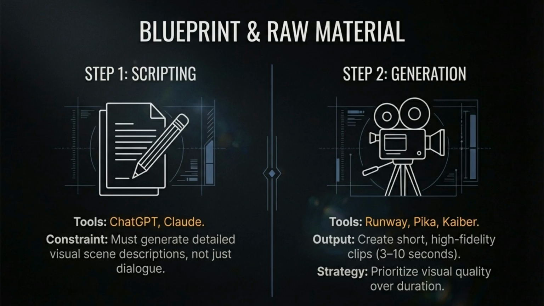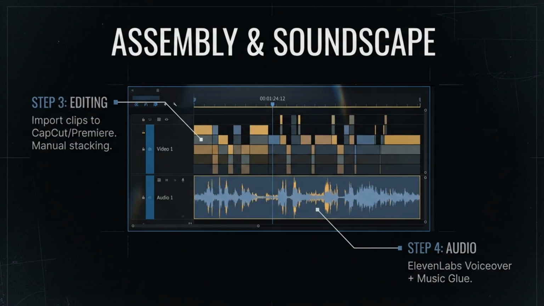Prioritize visual quality over duration. Step 3 is editing or assembly, where clips are imported into tools like CapCut and manually stacked. Step 4 is audio, creating the soundscape with voiceover and music, using tools like 11 Labs.